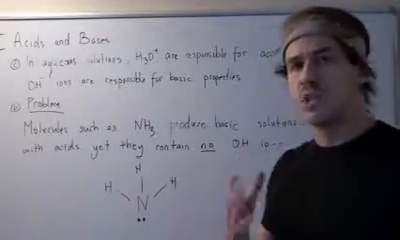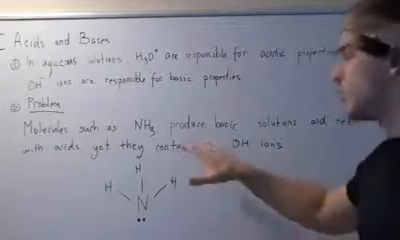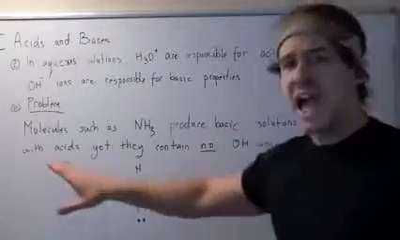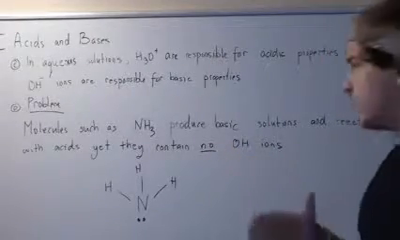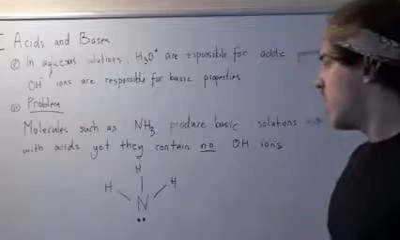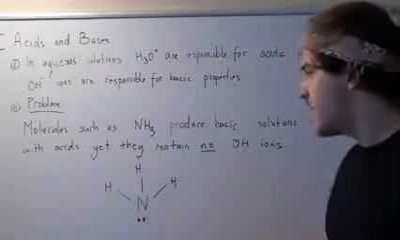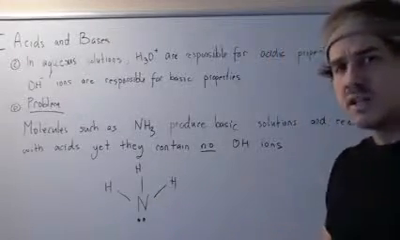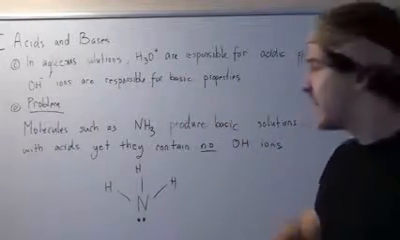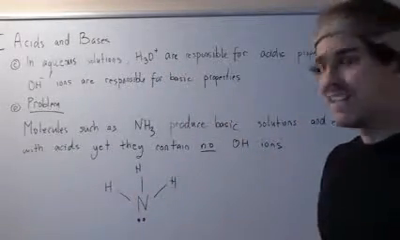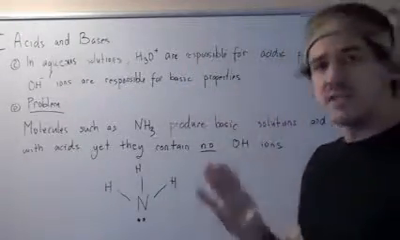Now, one problem with such a definition exists. Molecules, such as ammonia molecules, produce basic solutions and react with acids, and yet they have no OH- ions. So if we look at the structure of NH3, ammonia, we see that it contains 3 H's, 1 N, and a pair of electrons. Clearly, it has no OH- ion. So according to our Arrhenius acid-base definition, this cannot be a base. Yet it has basic properties. So this definition isn't that good.